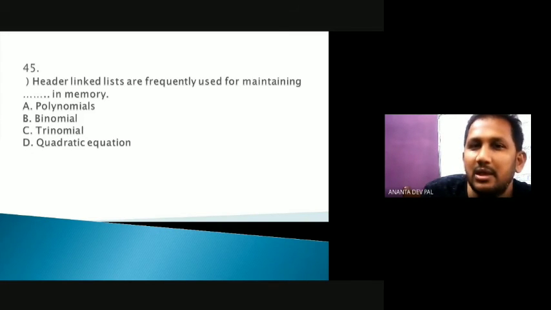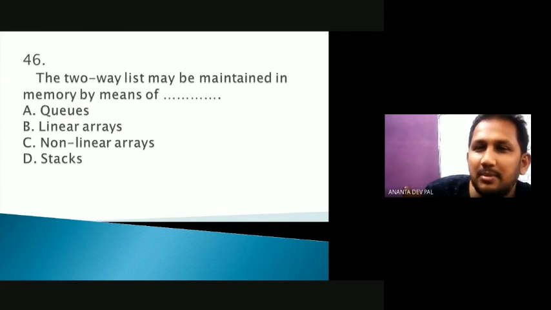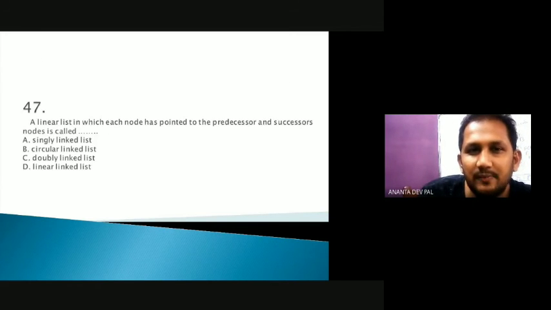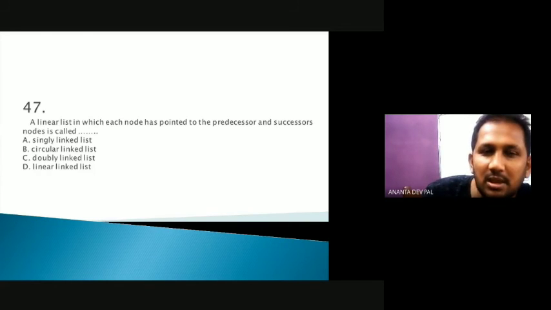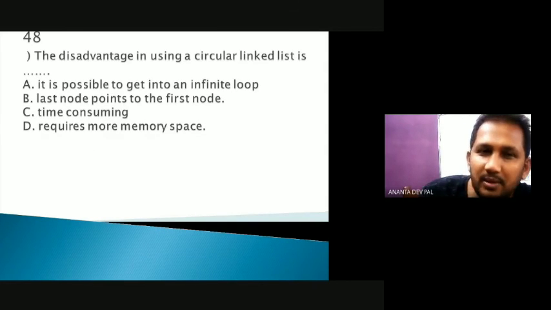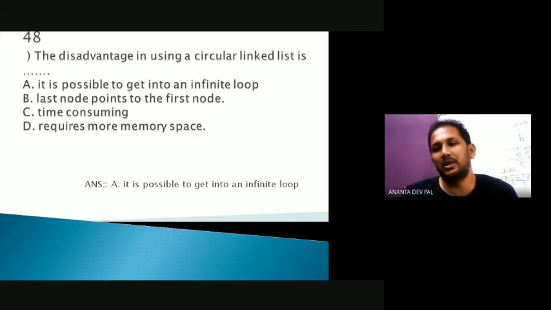Question number 44. Header linked lists are frequently used for maintaining dash in memory. Header linked lists are mainly used for maintaining polynomials in memory. A two-way list may be maintained in memory by means of linear arrays. B, correct answer. A linear list in which each node has a pointer to the predecessor and successor is known as a double linked list. A disadvantage of a circular linked list is it is possible to get an infinite loop, since the last node points to the first node. Option A, it is possible to get an infinite loop.